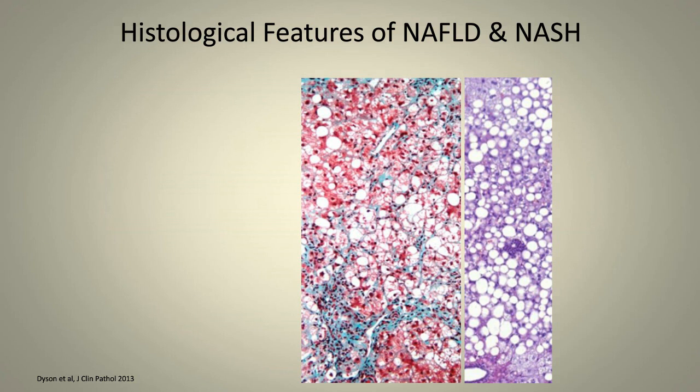So I wanted to give you some context of what NASH looks like on a slide. And this is an H&E slide in the purple on the right and a trichrome slide on the left. And the trichrome slide highlights fibrosis that you see in the light blue. And then on the right, the H&E stain highlights fat and inflammation. So the first thing I want to show you is steatosis. And these are the little white globules that you see, and they are basically triglyceride.